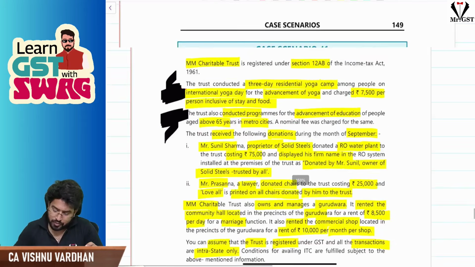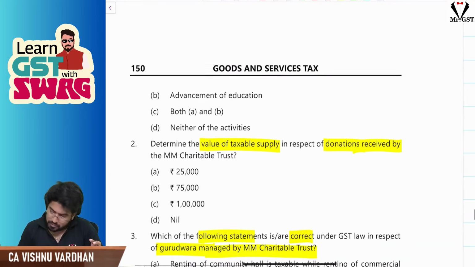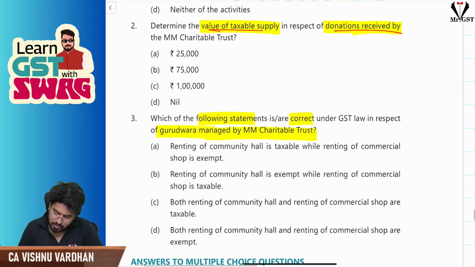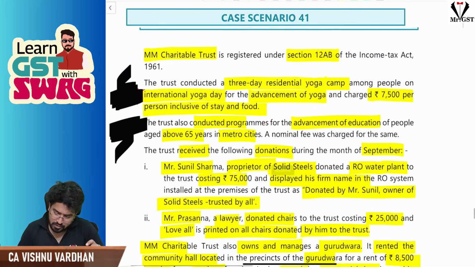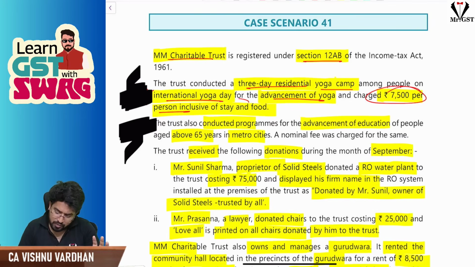So in this case scenario, the question is a small case study. Charitable trust, what are exempt under GST? Next one, value of taxable supplies where donations received by them. For that, which of the following statements are correct with respect to Gurudwara managed by Charitable Trust? So if you look at the case study here, this is a Charitable Trust, section 12AB, registered under income tax. They're conducting a 3-day residential yoga camp for International Yoga Day, advancement of yoga, 7,500 per person inclusive of stay and food. Advancement of yoga, you know, it is exempt under GST.